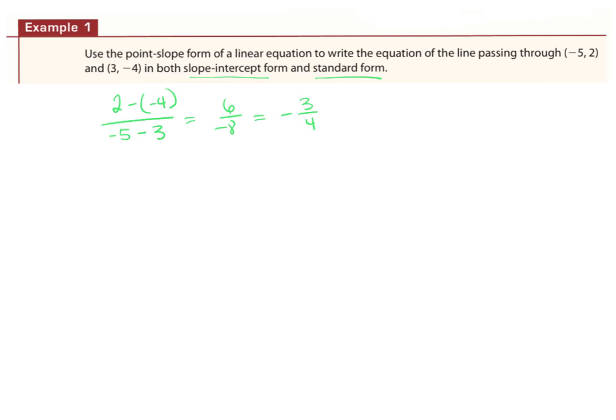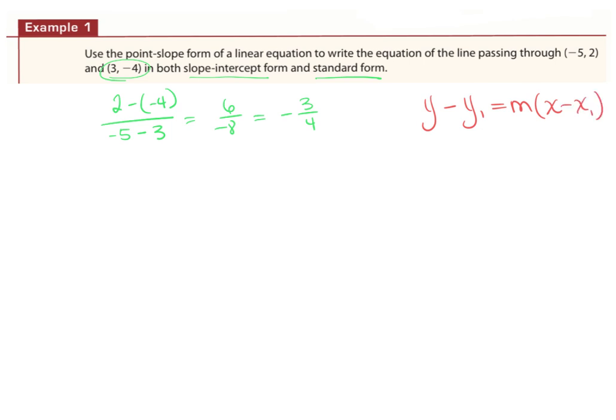When we do point slope, we can use either point. It does not matter. They used the point 3, negative 4, but we could also use negative 5, 2. You will get the same equation, all right? So if I use the point that they used, I am going to do my point slope equation: y minus y1 equals m times x minus x1, all right?